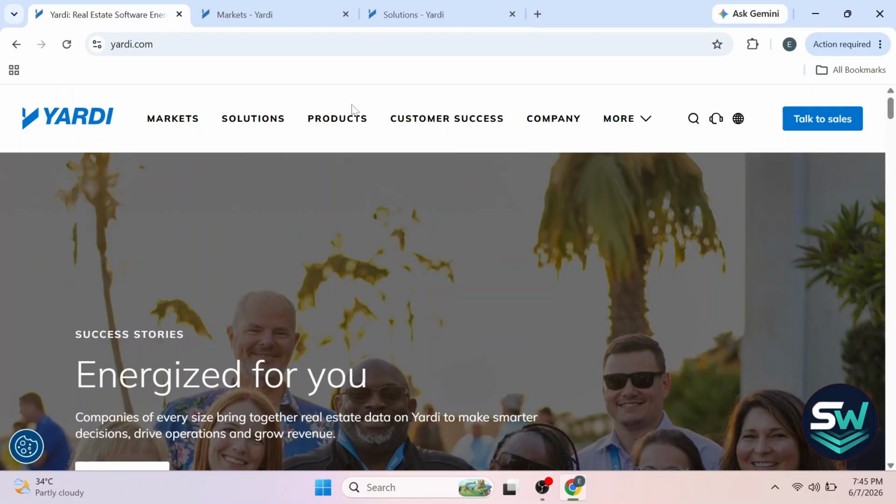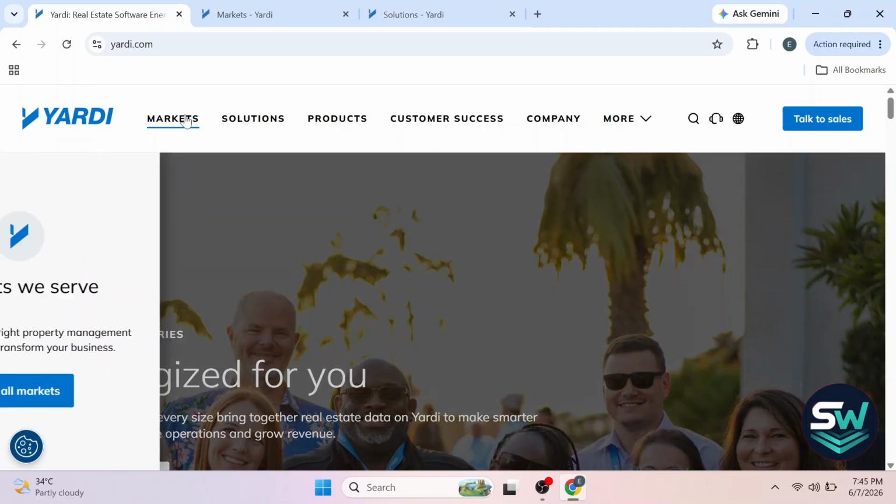So you'll be able to see the main navigation categories. These are markets, solutions, products, customer success, company, and we have resources. So these sections help visitors quickly find information about Yardi software, services, industry solutions, and educational materials. So let's begin with the market section right over here.